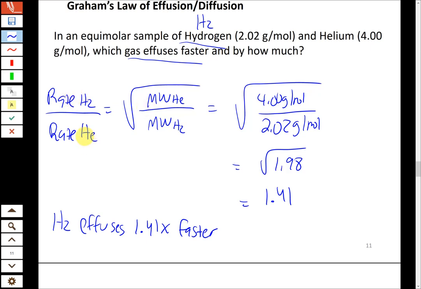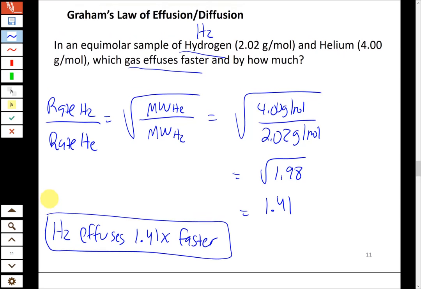So if we had inverted this, if we had done helium over hydrogen, which would have been fine, we would have gotten a number that's smaller than 1, the inverse of this, and in that case we would conclude that helium is moving slower than hydrogen by that factor. So it would give you the same result, just stated slightly differently, okay? But the conclusion here is that H2 effuses 1.41 times faster. All right, so that's one way to use this equation. Again, relative rates is the default, or the easiest way to do it. Any questions on that one from anyone else?